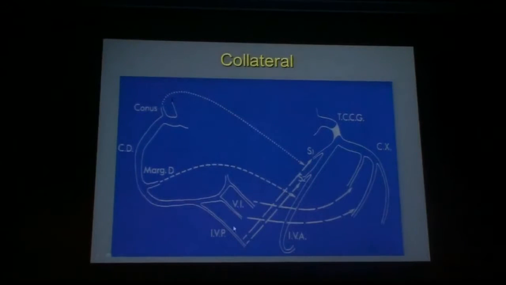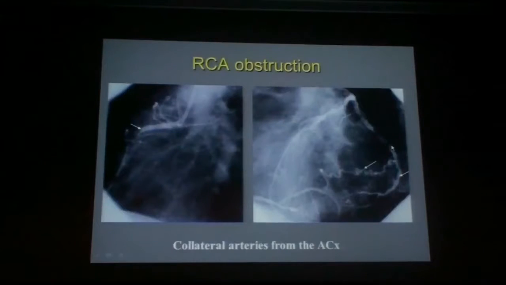So finally, one should know that collaterals do exist between coronary arteries when there is a stenosis of one of these coronary arteries, especially when the stenosis comes slowly. And you can see here an example of an RCA obstruction in its number 2 segment. And this occlusion is compensated by collaterals coming from the circumflex artery in its lower segment. So you do see these collaterals.